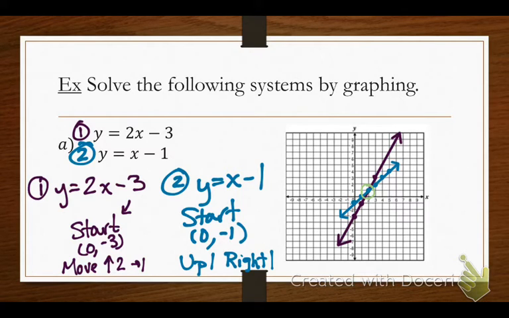So I'm going to write down the point (2, 1), and let's just make sure that it checks out. If you take 2 times the x-coordinate 2, you get a total of 4. Take away 3, you are at the y-coordinate, which is 1. Let's check the next one. If you plug in the x-coordinate 2, and you take away 1, you get the y-coordinate 1. So it checks out. (2, 1) is the solution.